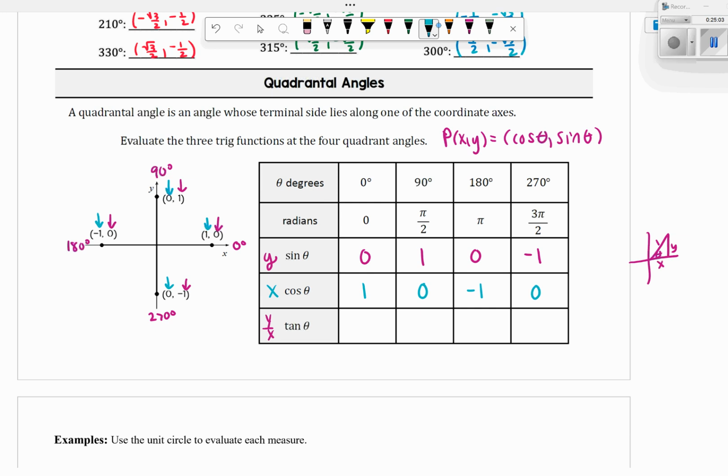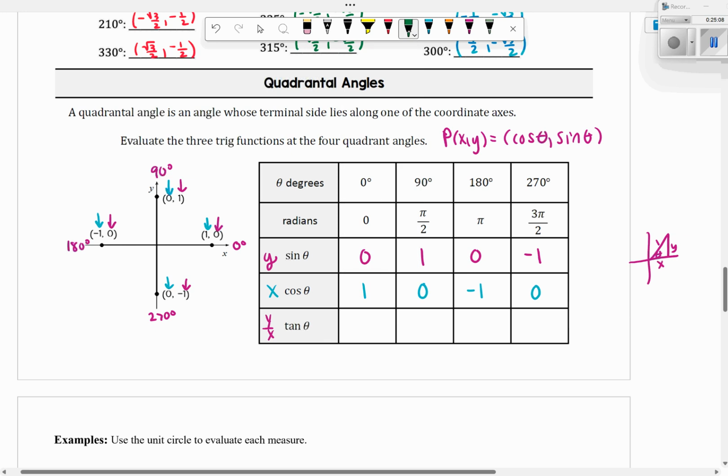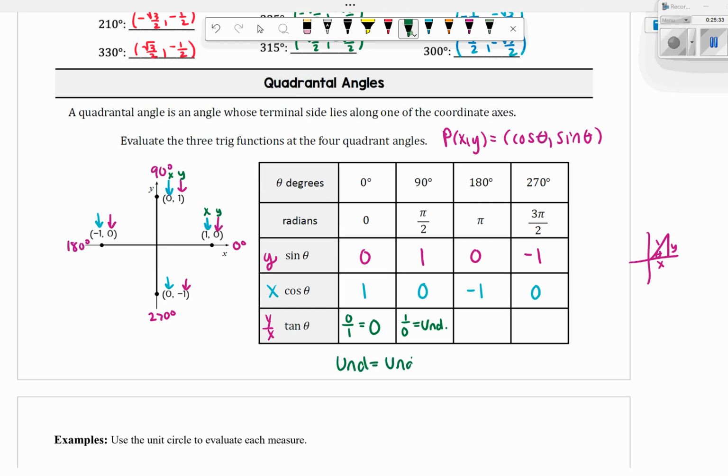So now for tangent, we're doing y over x. Tangent of 0 would be, if we look here, this is our x and this is our y, so 0 over 1. 0 in the numerator is okay, so this is just equal to 0. At 90 degrees, our x and our y points are here, so we have 1 over 0, which is not allowed. We cannot divide by 0. This is undefined. I'm just going to put u n d, so und equals undefined, because we cannot divide by 0.